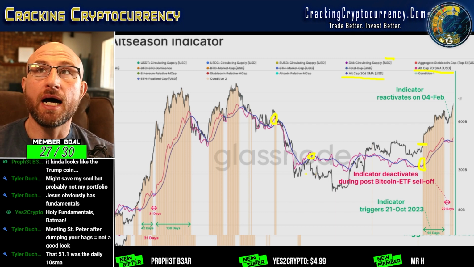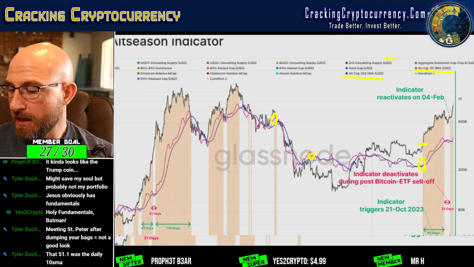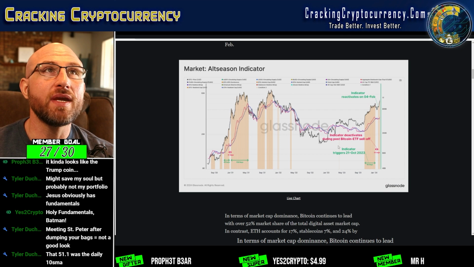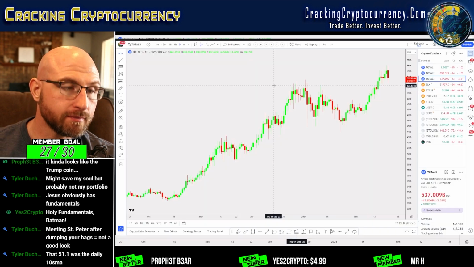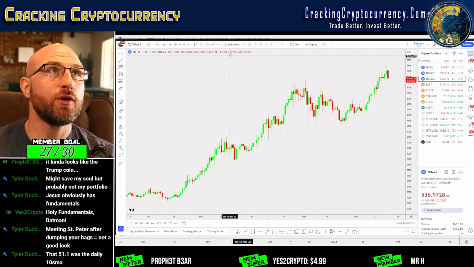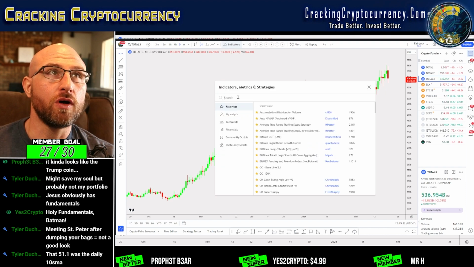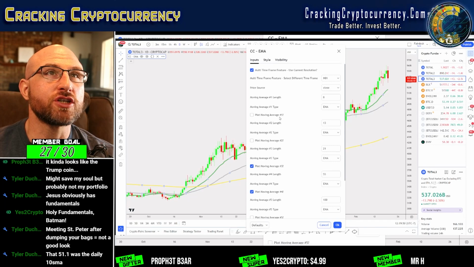Now, of course, you will need an advanced subscription to Glassnode to access these metrics. But we can make a simple bastardized version of this with just TradingView. You can just pull up Total 3 and throw on our free to use CC EMA indicator.